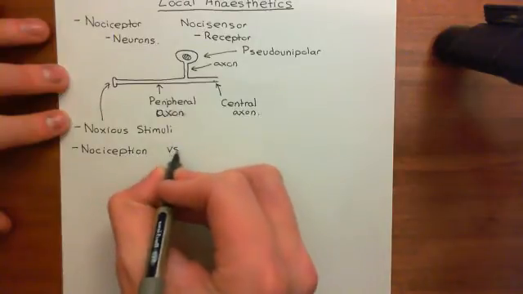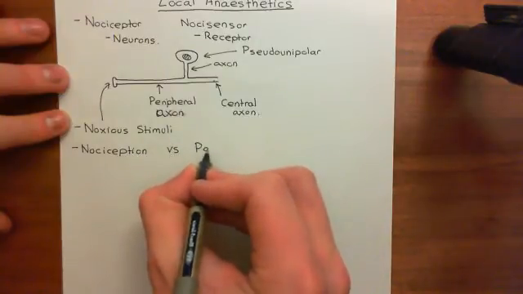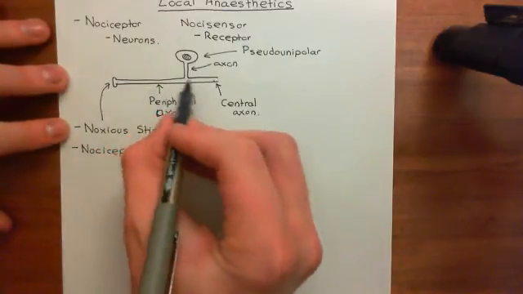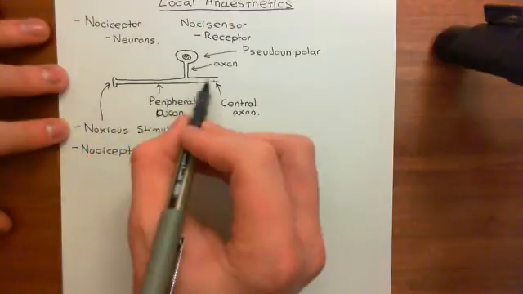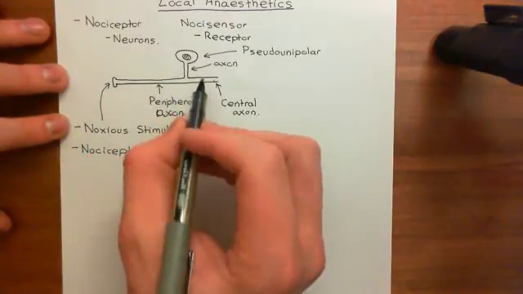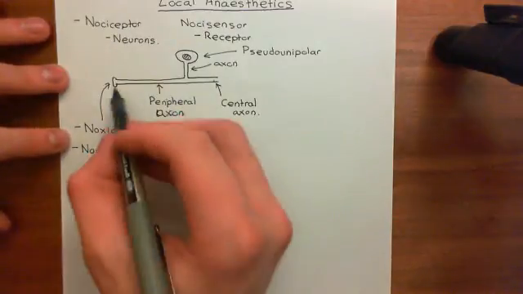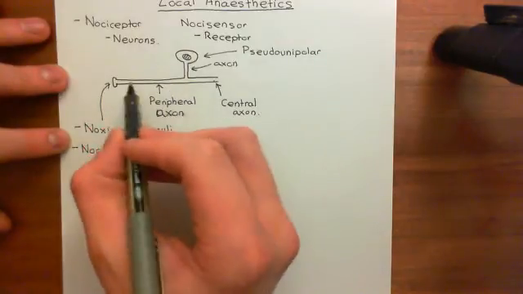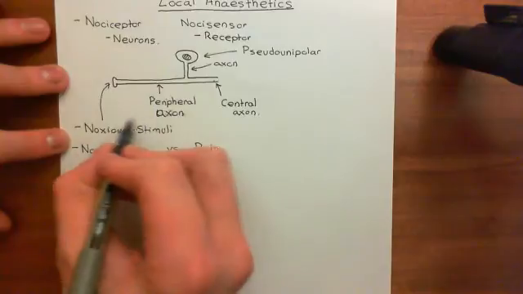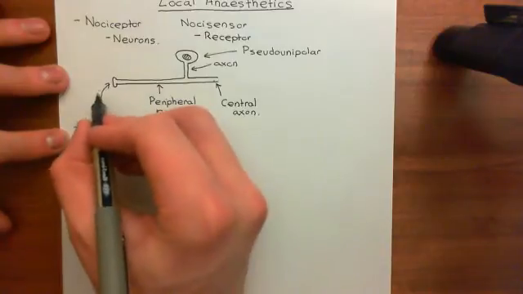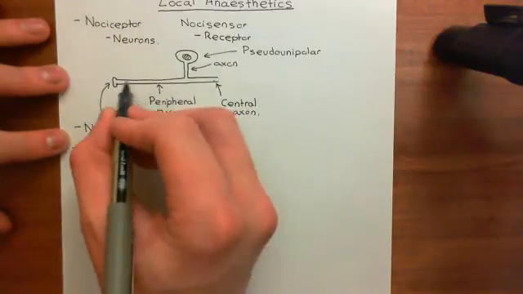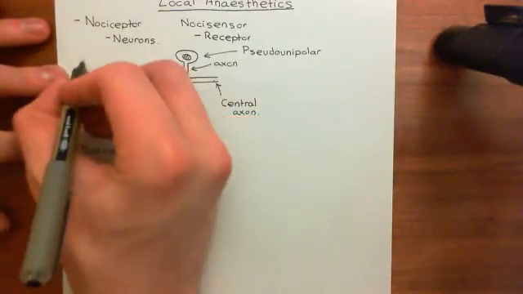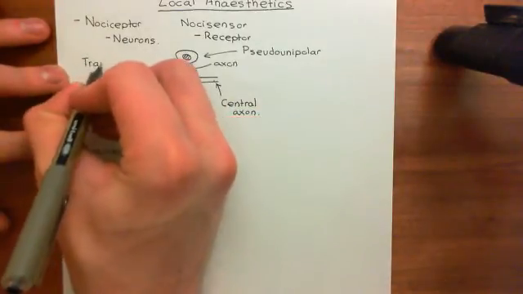So nociception means the transduction of a noxious stimulus into an action potential which fires up a nociceptive neuron. Transduction just means taking one thing and turning it into another thing. So here we have the noxious stimulus and we are going to turn that into an action potential that will fire up the nociceptive neuron. That process is called transduction.